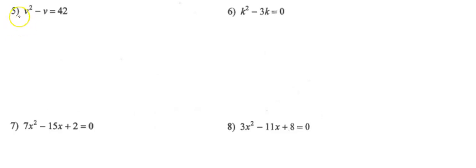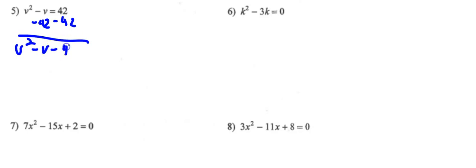All right, for number 5, we have v squared minus v equal 42. Let's just bring that 42 over to the quadratic. So we have v squared. Actually, we're going to subtract 42 from both sides of the equation. So we're left with v squared minus v minus 42 equal to 0. And now we're going to factor this negative 42.